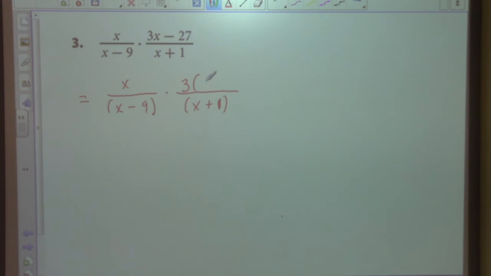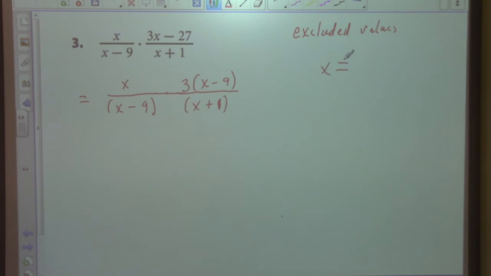x minus 9, right? Okay, and then we can go like this too, right? Because everything's in parentheses. And what are the excluded values? Hold on, let me think. x cannot equal 9. Oh, x cannot equal -1 or 9.